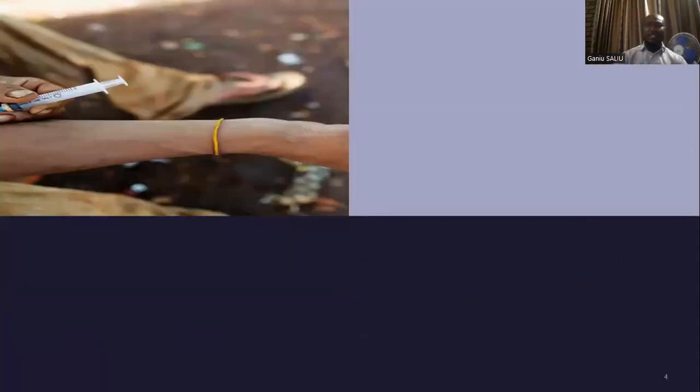Let's take a look at this picture. What can you see? Just tell me. Does that guy look like a doctor? Does that place look like a hospital? But you can see that person making use of a syringe. Who are those that are meant to be using that kind of object in their hand?